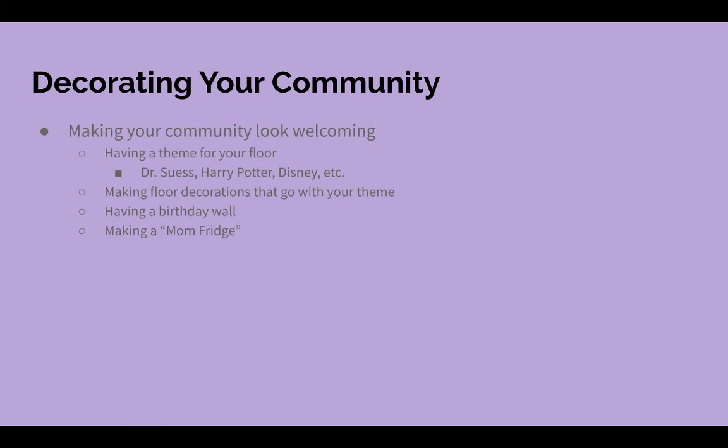Now that we have gone over door decks and bulletin boards, I believe something else you as the RA can do to make your floor more welcoming is by decorating it. One way to do so is by having a theme for your floor, such as Dr. Seuss, Harry Potter, Disney, or other interests you may have. Making floor decorations that go with your theme is a fun way to make your floor look welcoming and fun to be on. Other ways to decorate your floor is by having a birthday wall or a mom fridge.